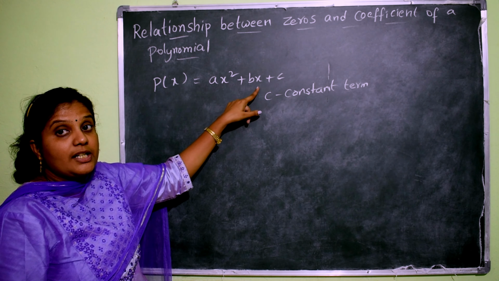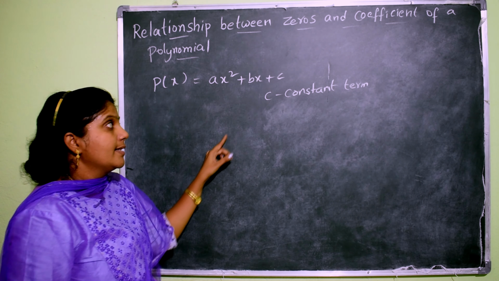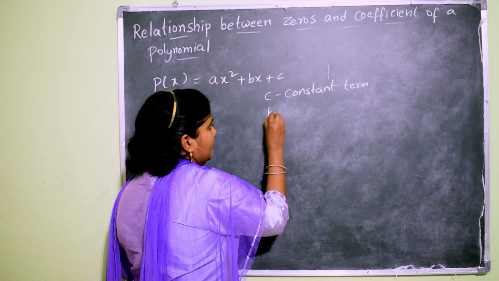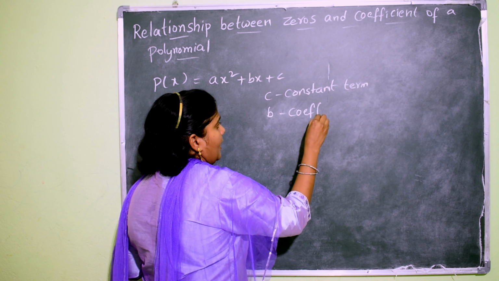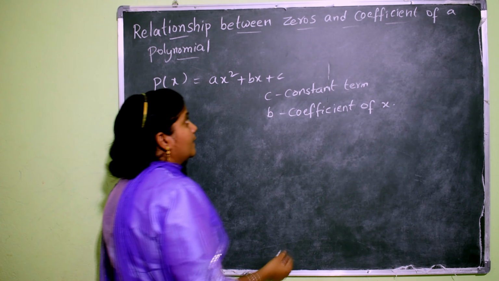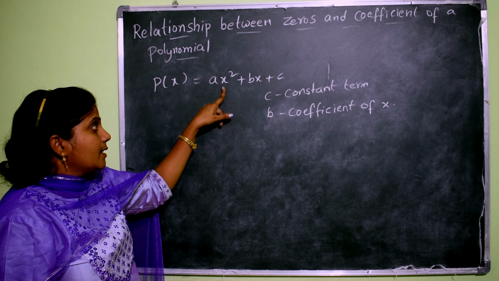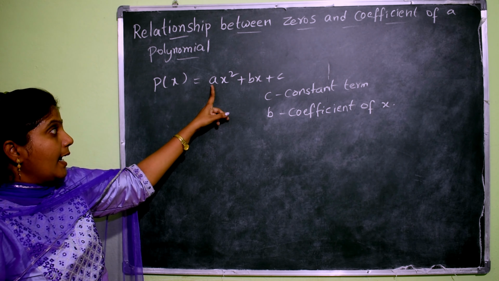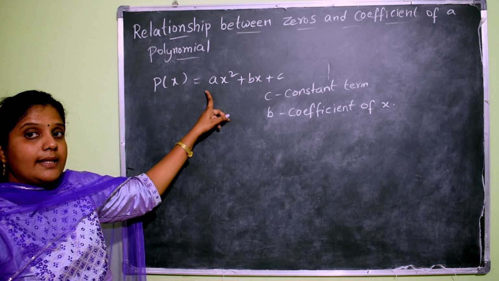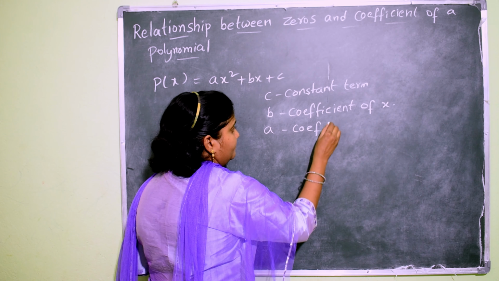So what is the coefficient of x? What is lying beside the x is the coefficient of x. What is lying beside the x? b. B is nothing but the coefficient of x. And what is the coefficient of x square? a. Why? Because what is lying beside the x square is the coefficient of x square. So a is the coefficient of x square.